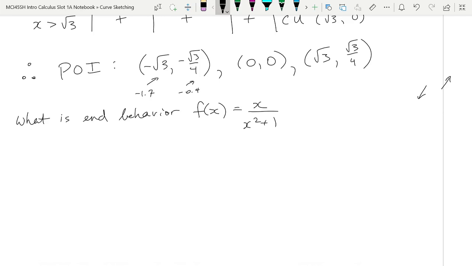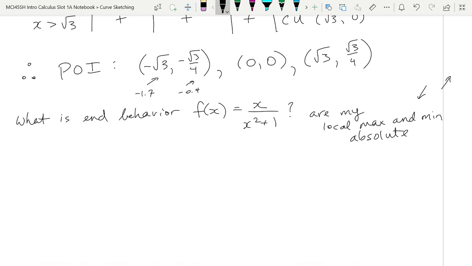And you know what else this would tell me, by the way? When I ask what is the end behavior, I'm also asking, are my local max and min absolute? So I'm actually answering that question too, if I can tell what this thing does as it goes to the left forever and to the right forever.